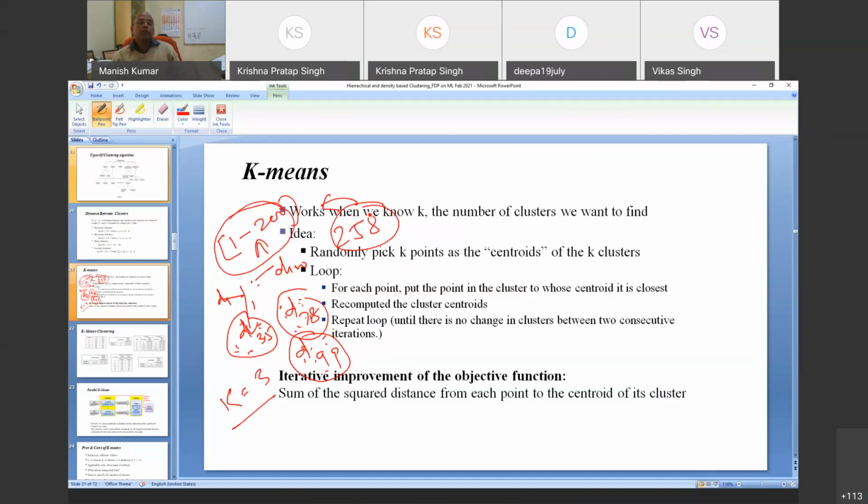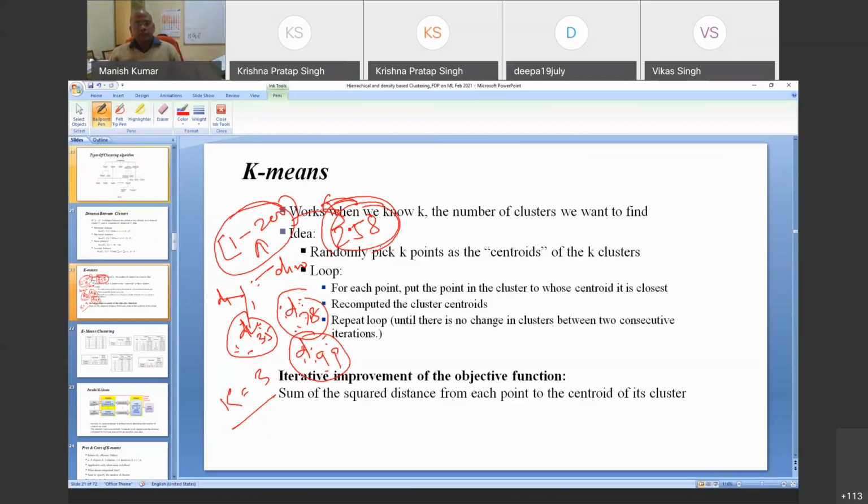But the moment these data points play a role in this, one cluster becomes biased towards this, because this distance and mean calculation will always be biased towards the higher value. So that is the demerit of k-means.